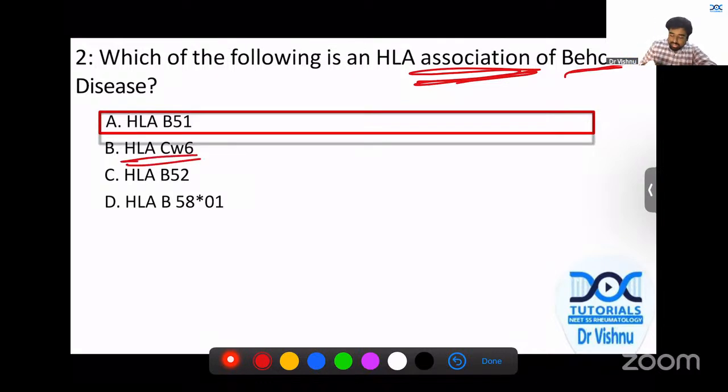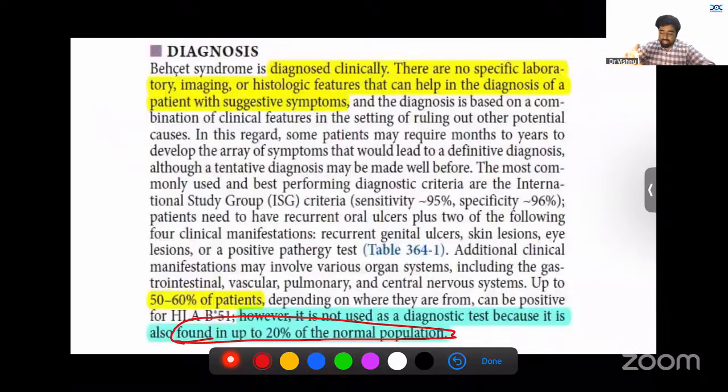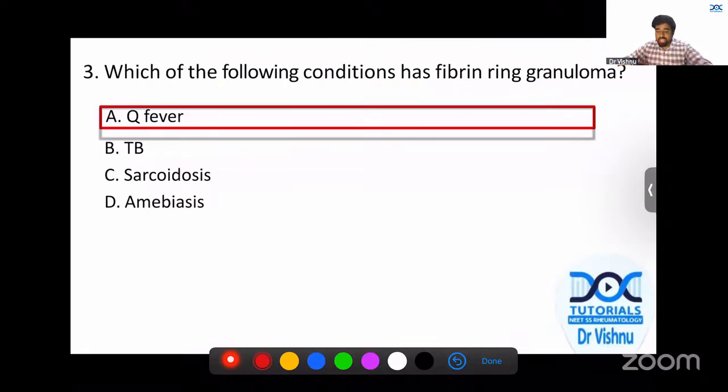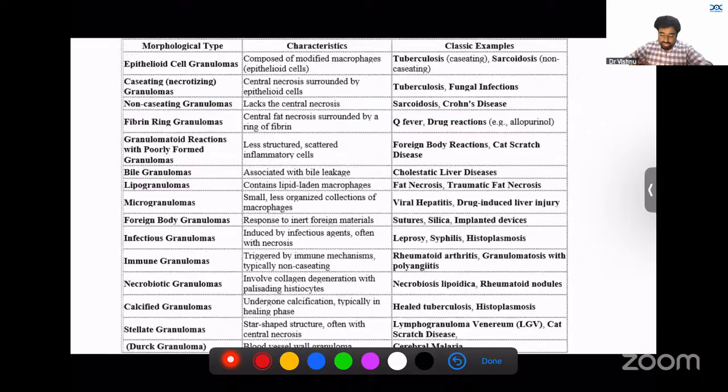CW6 is associated with psoriasis vulgaris, so that is also there. HLA-B51 is associated with Behçet's disease, no doubt about it. So this is again a little bit of an overlap between maybe hematology, maybe infectious disease, maybe immunology a little bit, but I've just put it because in immunology, obviously, types of granuloma are important. So fibrin ring granuloma is seen in Q fever, right? So just remember the types of granulomas.